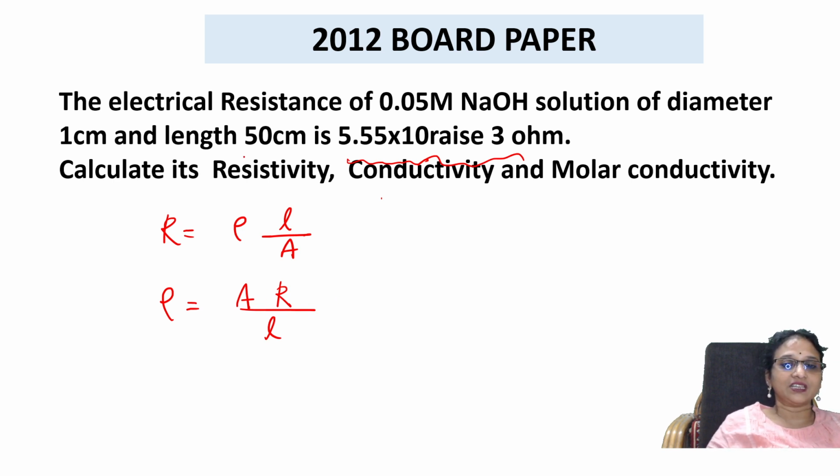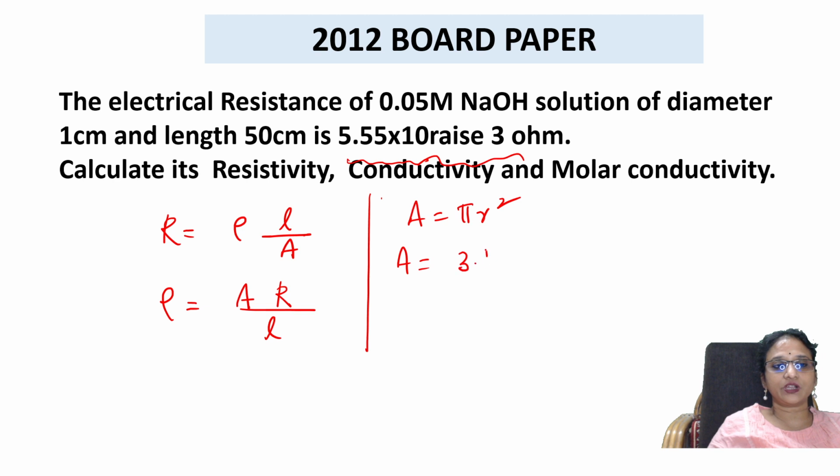Now, just see here. What is given? Length is given. Let us write what is given to us first. First of all, the area of cross section is equal to pi r square. Pi is equal to 3.14. The electrical resistance given is 5.55 10 raised to minus 3 ohm, and the length is given.